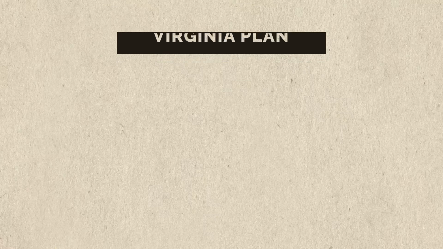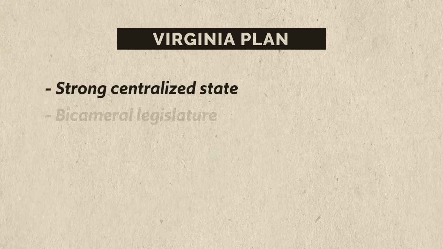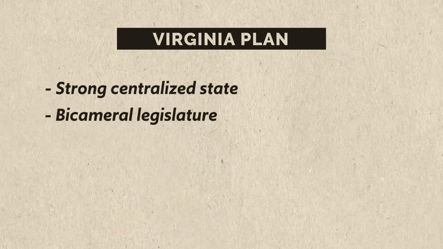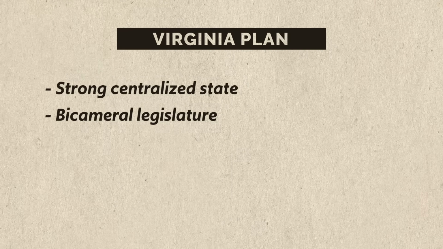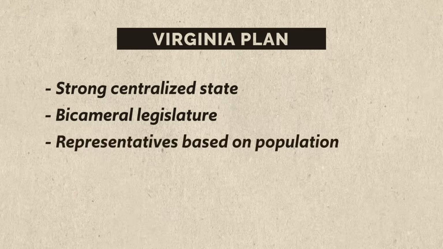The Virginia Plan called for a strong centralized state and a bicameral legislature, which means that there would be two houses in Congress. And within those two houses, states would have representatives based on population. Now, Virginia, as you may know, was a big state with a large population, and so a plan like this very much appealed to the big states because if they are represented in the federal government by population, that means the big states would have more representatives and thus more influence. To which the smaller states rose up and said, y'all so crazy.